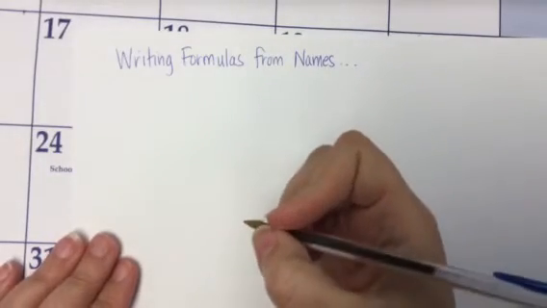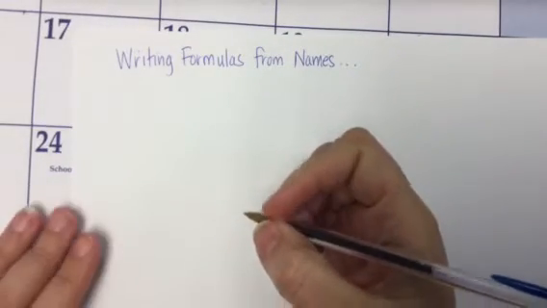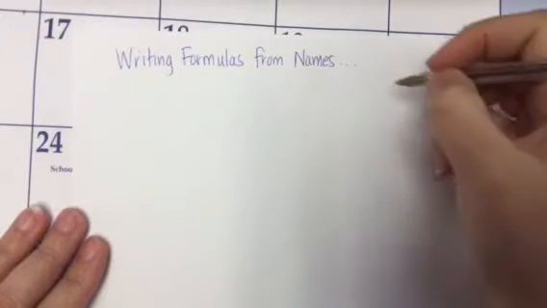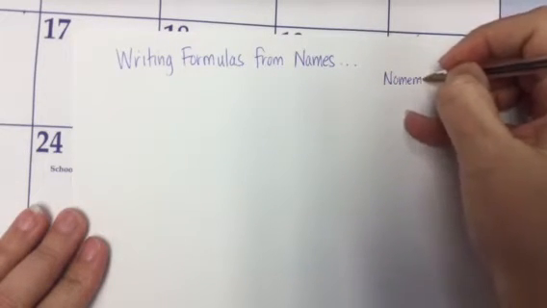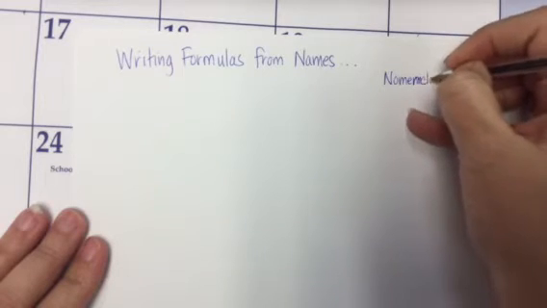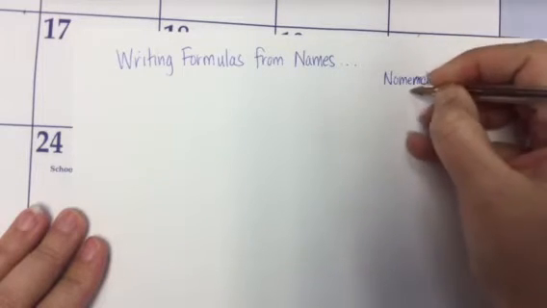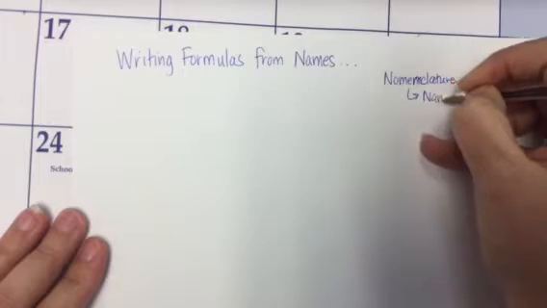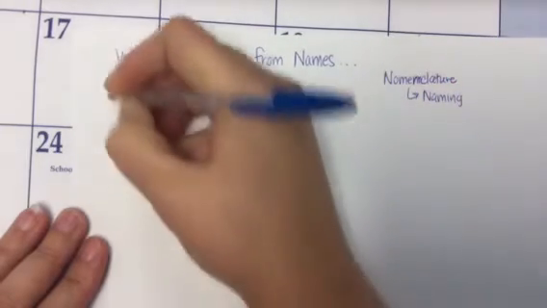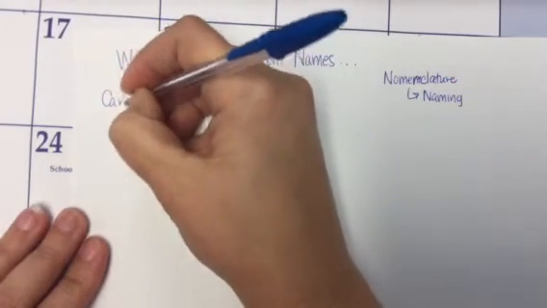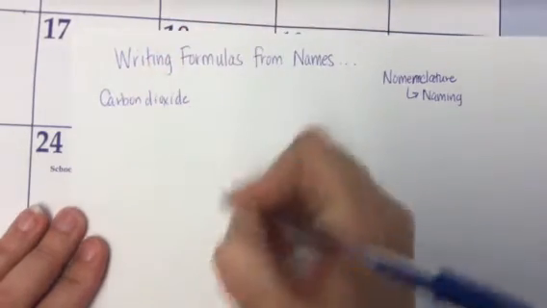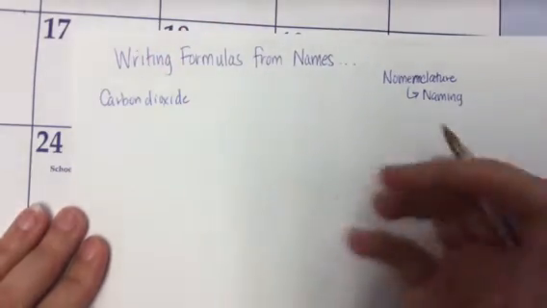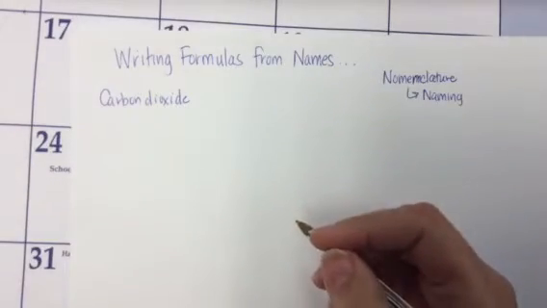All right, this is going to be a review of how you write formulas from names. We've learned nomenclature, and that is the act of naming the compounds. In the case of writing a formula from the name, they're going to give you something like carbon dioxide, and you're going to have to take it from the name into the symbol instead of from the symbols into the names, which is what we've been working on.